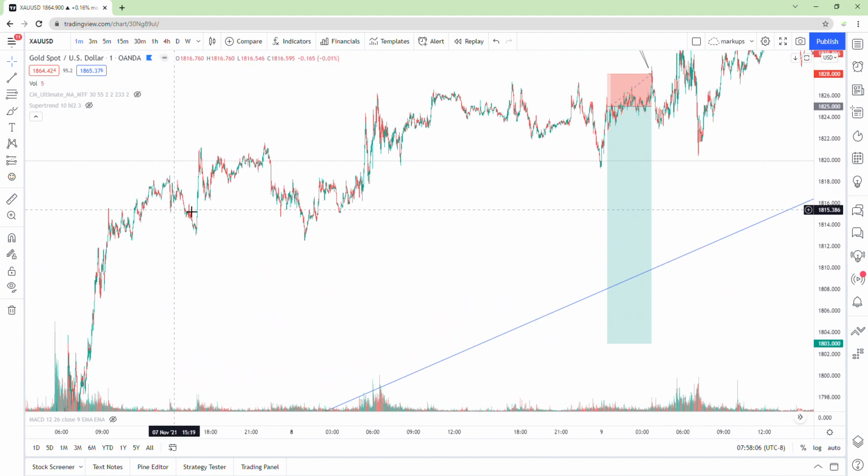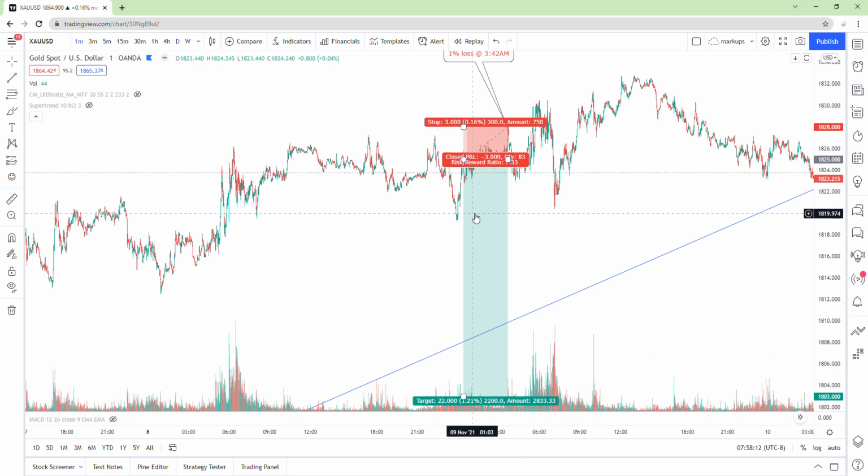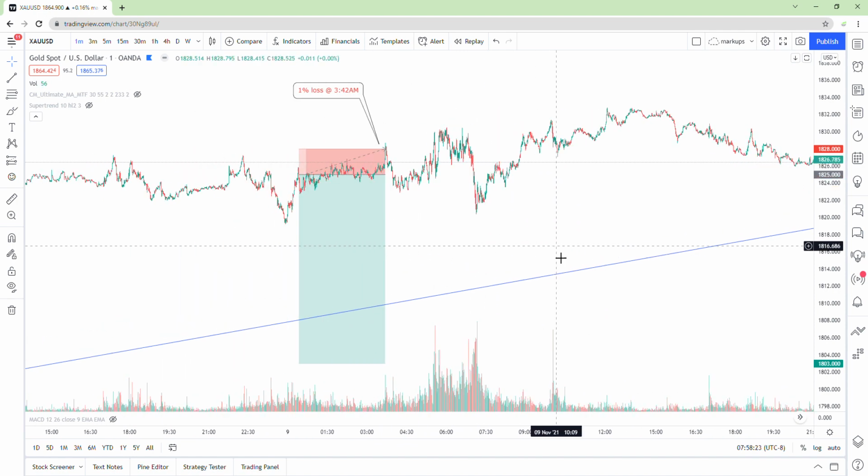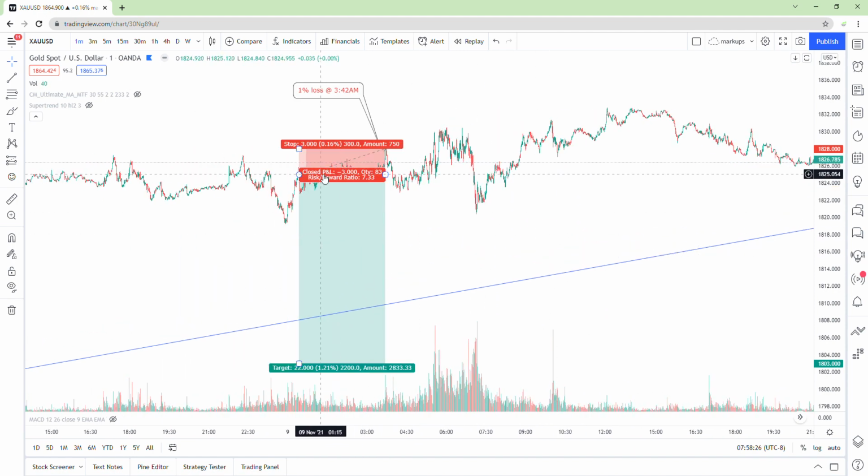The market open was somewhere back in here where my cursor is, and the first trade was sent on the 9th at 12:23 a.m., just after London open. He sent this signal here, and we got in. Let me go to his actual Telegram page. The signal was sent at 12:25 a.m.